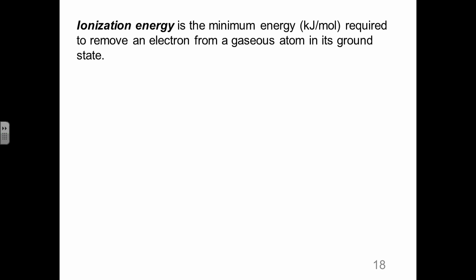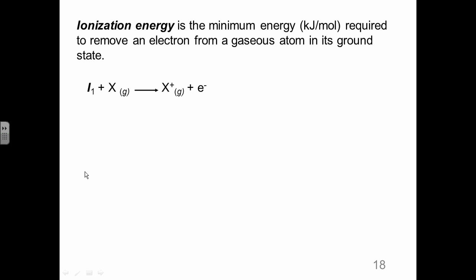The electron is always being removed from the element in its gaseous state. That's because if you have a solid like lithium and you zap it with energy, the first thing it's going to do is melt. After you zap it with more energy, the liquid vaporizes, and then if you zap it with more energy, that's when you can get the valence electrons to actually leave. That's why it needs to be in the gaseous state.